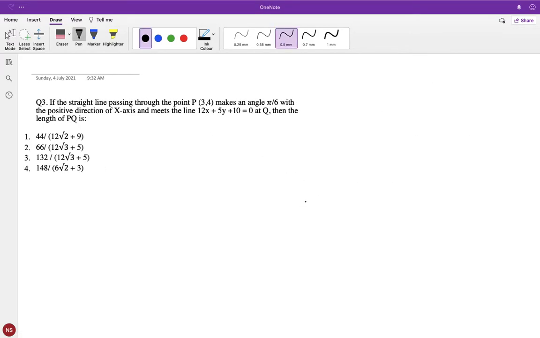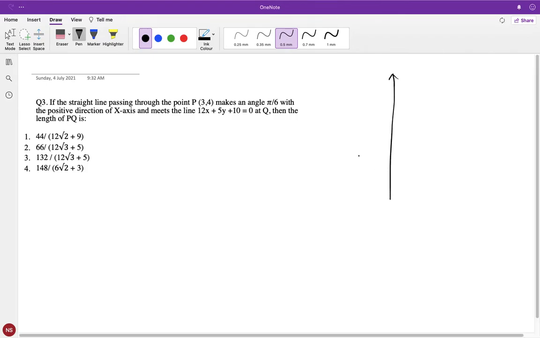Now let us look at question 3. If the straight line passing through point P makes an angle pi by 6 with a positive direction of x-axis and meets the line, and so on, to find the length of, very easy question. I don't know why such easy questions are being asked.